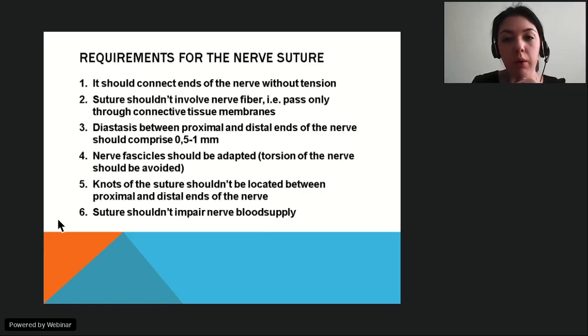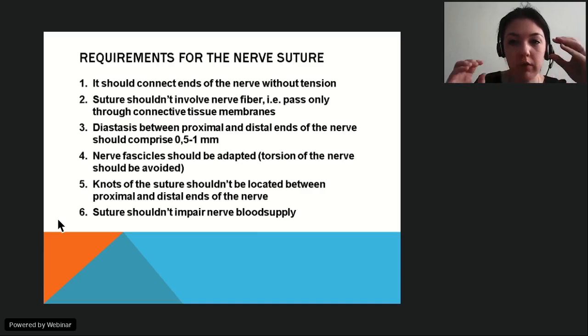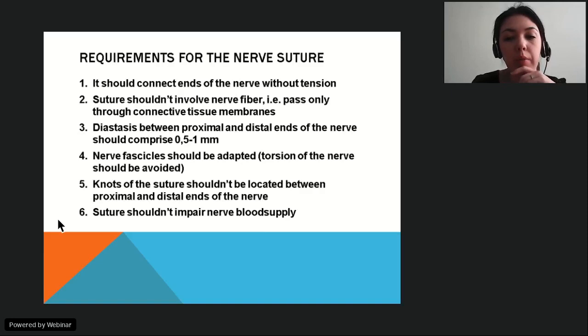Suture shouldn't involve nerve fiber, that is, it should pass only through connective tissue membranes. The diastasis between proximal and distal ends of the nerve should comprise 0.5 to 1 millimeter. Nerve fascicles should be adapted, so torsion of the nerve should be avoided. Knots of the suture shouldn't be located between proximal and distal ends of the nerve.